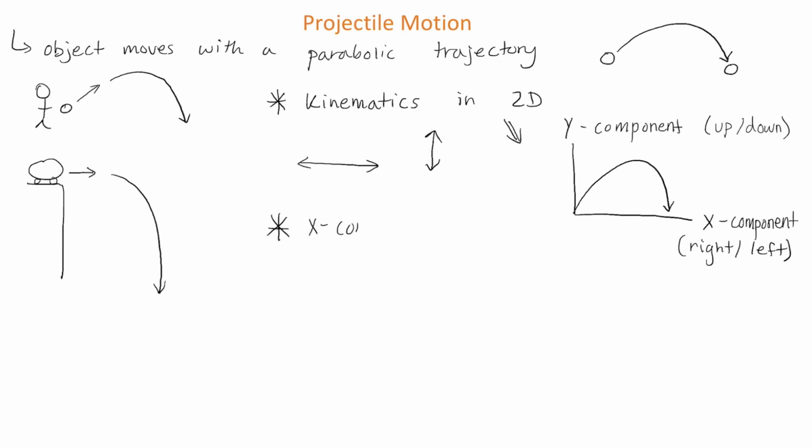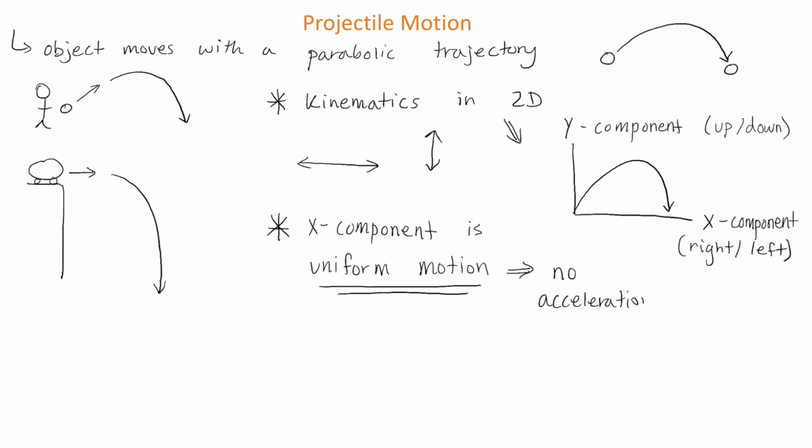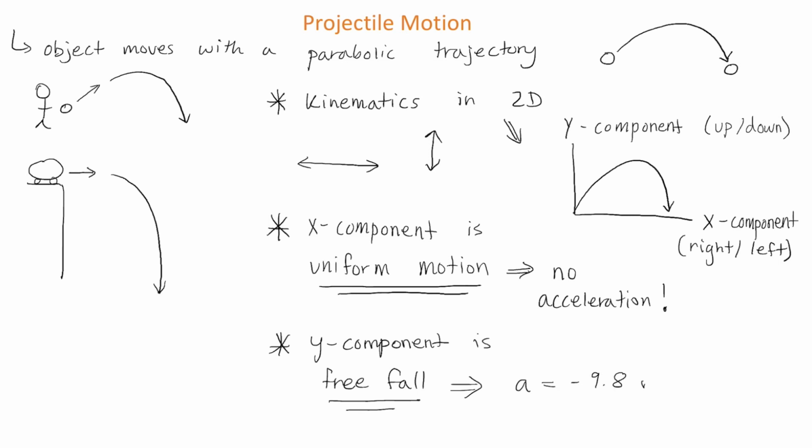Let's look at our x component. This is the part of the motion that is moving our object horizontally. And this part of the motion is uniform motion. That means it has no acceleration. But let's look at our y component as well. The y component represents the vertical part of the motion. And this part of the motion is free fall motion. That means the acceleration for the y component is always equal to negative 9.8 meters per second squared.